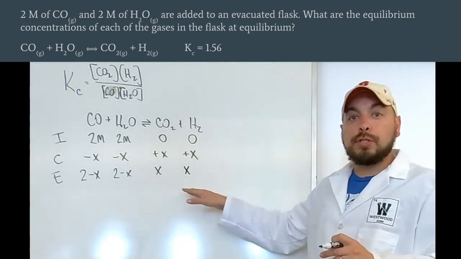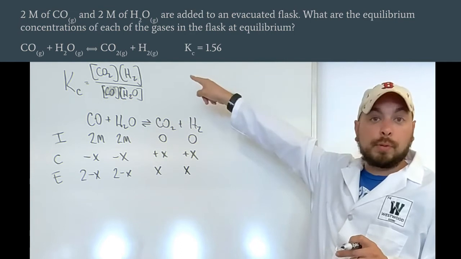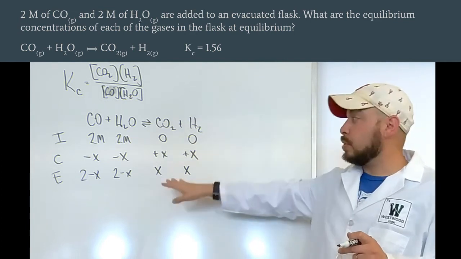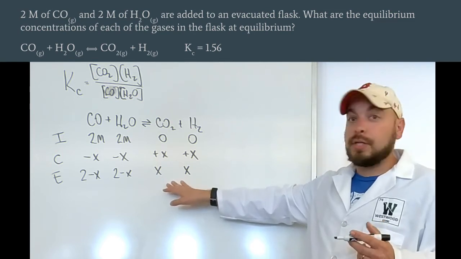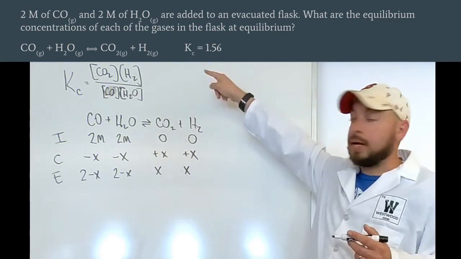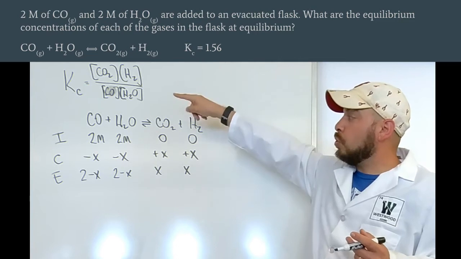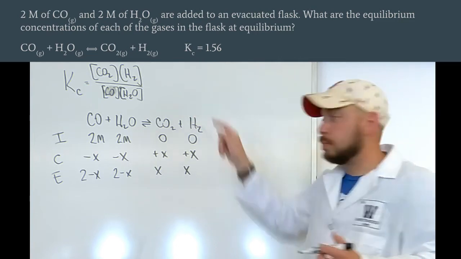What I'm now going to do is plug into my equilibrium expression, because these are equal to the equilibrium values. So my equilibrium expression is going to be X times X over (2 minus X) times (2 minus X).